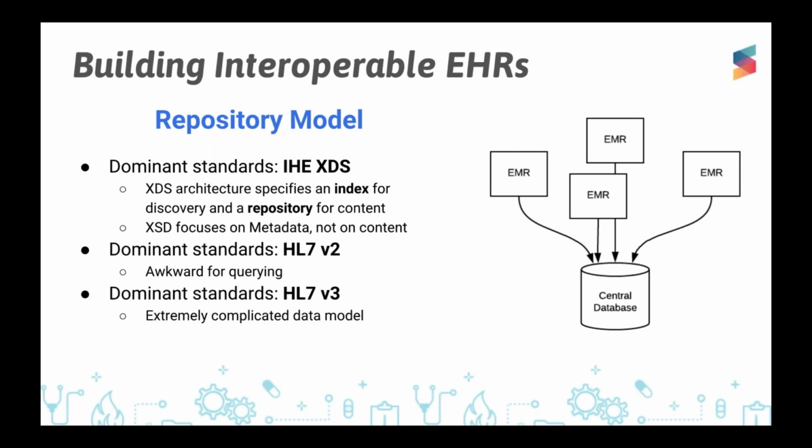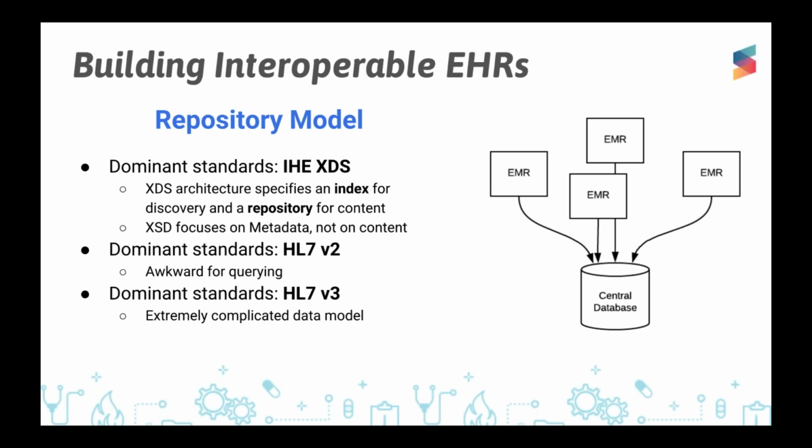There are a number of standards that get used to support the repository model. Certainly the dominant standard around the world, although a little bit less so here in Canada, is IHE XDS, Cross-Domain Document Sharing. XDS, of course, is an architecture that specifies that we have an index database and a repository database, and those two work together to serve up content. XDS really focuses on metadata. So who is the document about? What type of document is it? It doesn't really get too much into what the payload looks like.